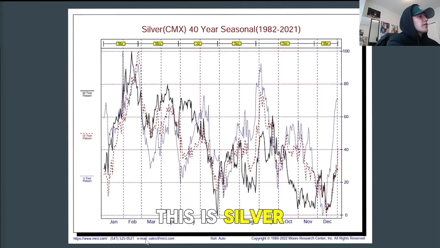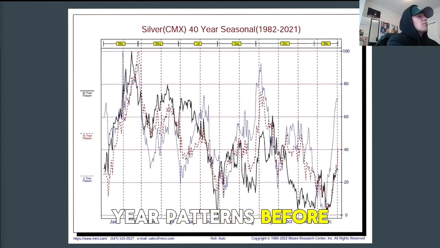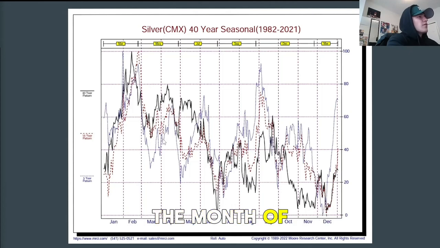This is silver. Now we're in the month of March and we are in the last week of March. Just look very closely at how we react for the 5, the 15, and the 40-year pattern. Notice how in the very last week of March we have a decline on all three seasonality year patterns before we get into the month of April.